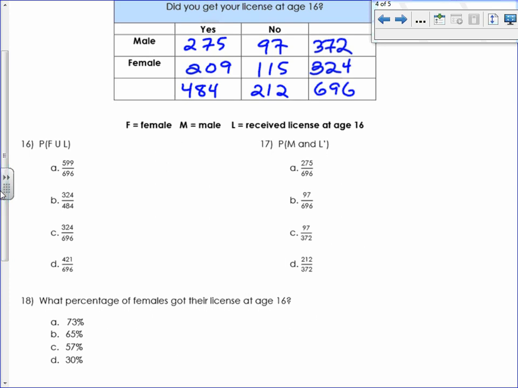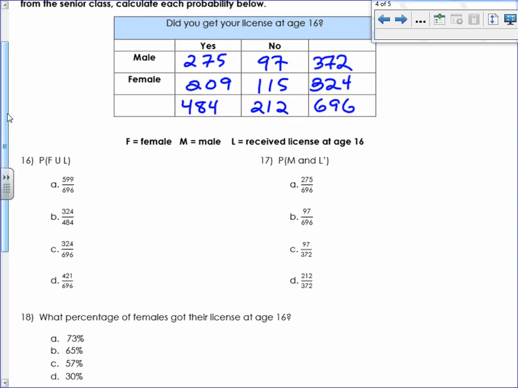Now for number 16, what is the probability that if you select a student, it's a female or someone with a license? This gets into the exclusive and not exclusive situation. Are these mutually exclusive? Someone can be a female or have a license. No, they're not, because you can be both at the same time. You can be female and a person that has a license. So that's not mutually exclusive, so we're going to have to do some subtraction. How many females do we have? 324. How many people have their license?